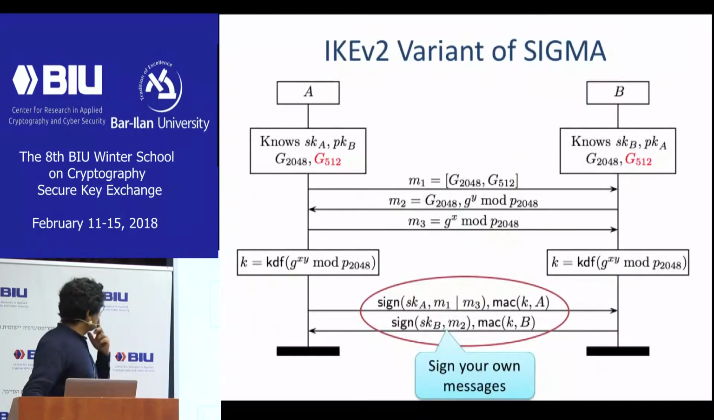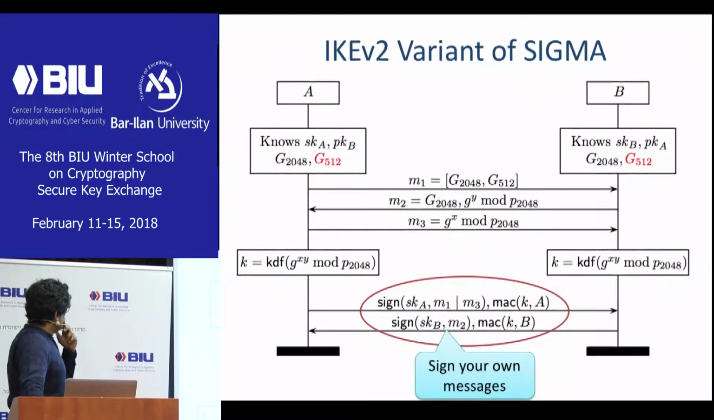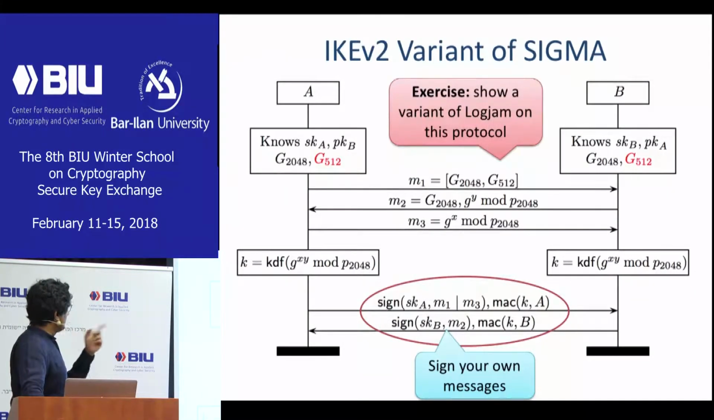So in all of these cases, maybe we can rely on the signature to give us better guarantees, right? So this is the IKEv2 variation of SIGMA, which you can look at, and there's an exercise, but there is actually a variant of Logjam that works on this. It's a weaker attack, but at this level, you can sort of see how the same kind of attack can appear even on this one, even though you're signing part of the transcript.